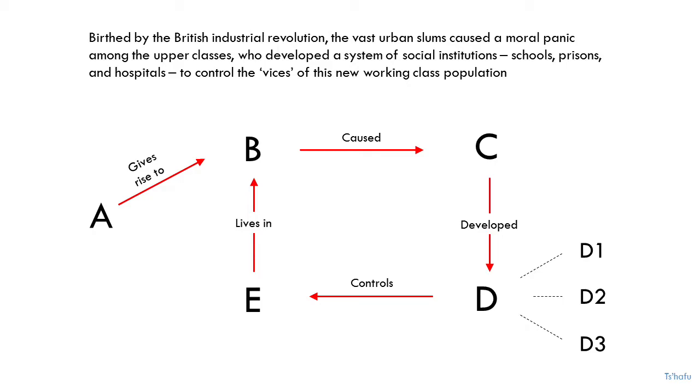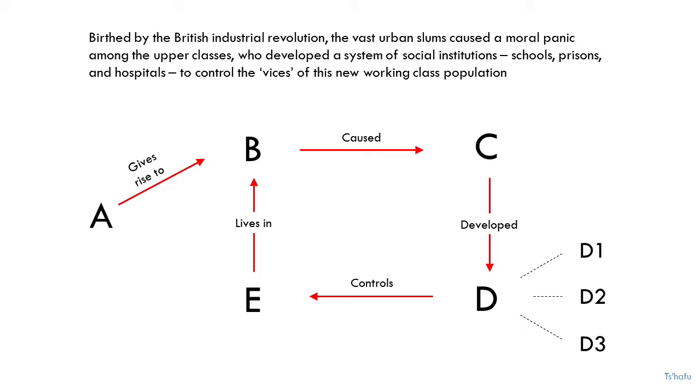Right? So that means here, what does it say? A gives rise to B, B causes C, C develops D, D consisting of D1, D2, D3, and D controls E. And lastly, E lives in B. That is the argument present here in this thesis. And here we are able to identify it, understand it.